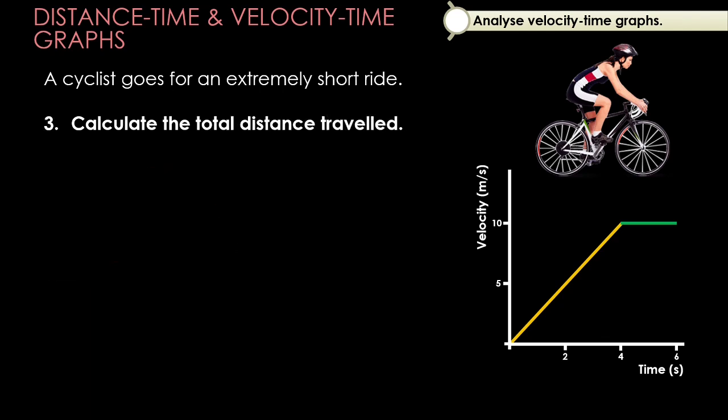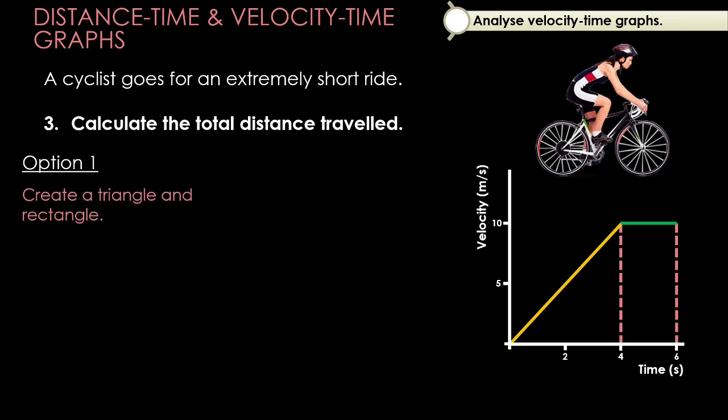The total distance traveled. Now, there are a couple of things you can do here. We know that we need to find the area under the graph, but how you actually go about finding the area under the graph is up to you. Now, option 1 is the one that people often go for. Option 2 looks like it might be more complicated, but actually often is the shorter and easier way to do it. Option 1, first of all, then. Create a triangle and a rectangle on the graph.